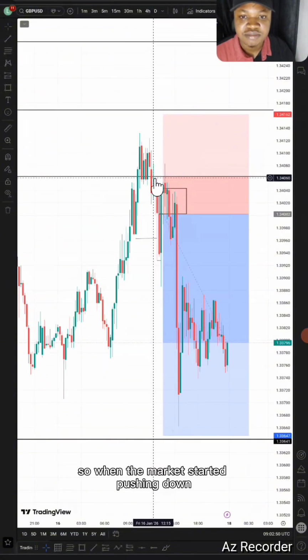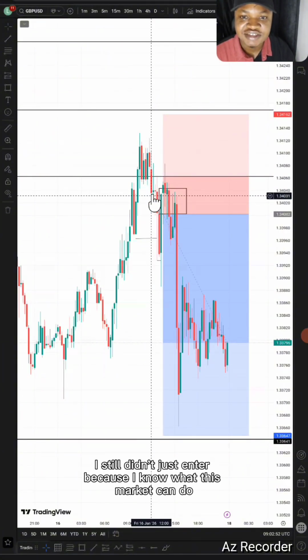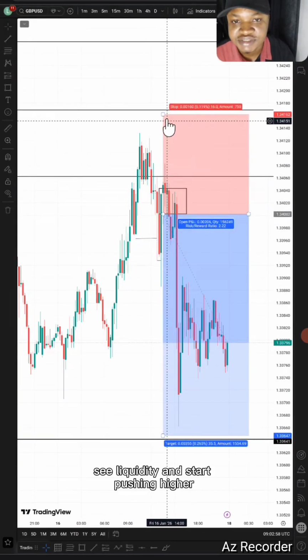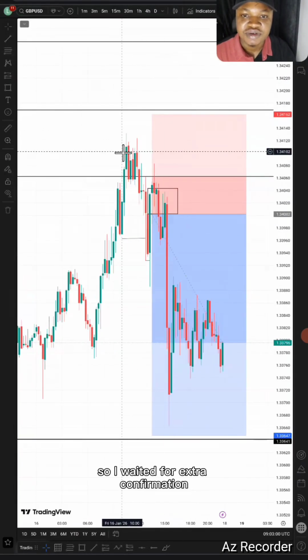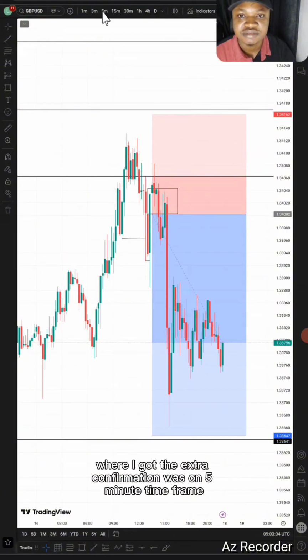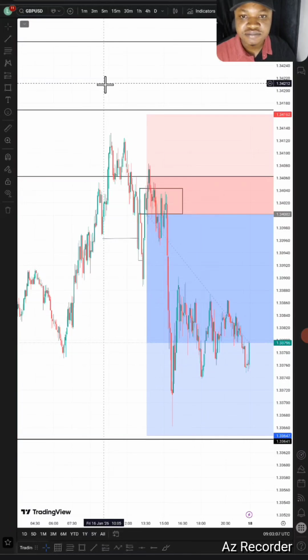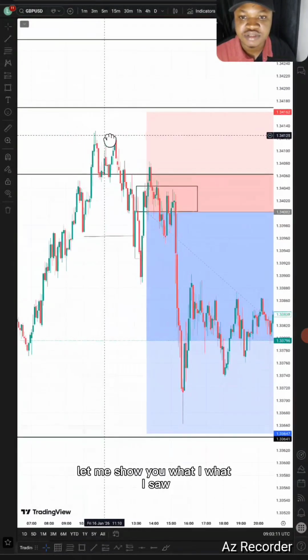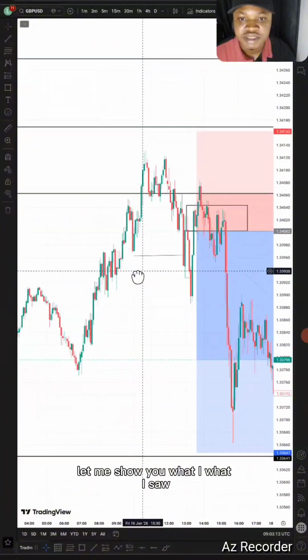So when the market started pushing down, I still didn't just enter, because I know what this market can do. The market can just come down here, sweep liquidity and start pushing higher. So I waited for extra confirmation. Where I got the extra confirmation was on the 5-minute time frame. So on the 5-minute time frame, let me show you what I saw.